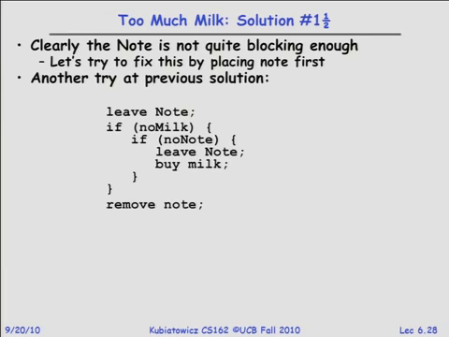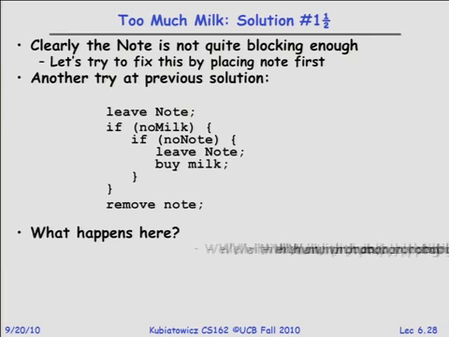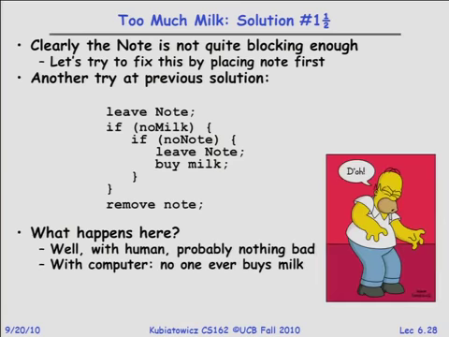Okay, so this particular solution is not great either, right? Because this is essentially, well, with humans probably nothing happens, but pretty much nobody buys milk. Okay, this is the Homer solution.